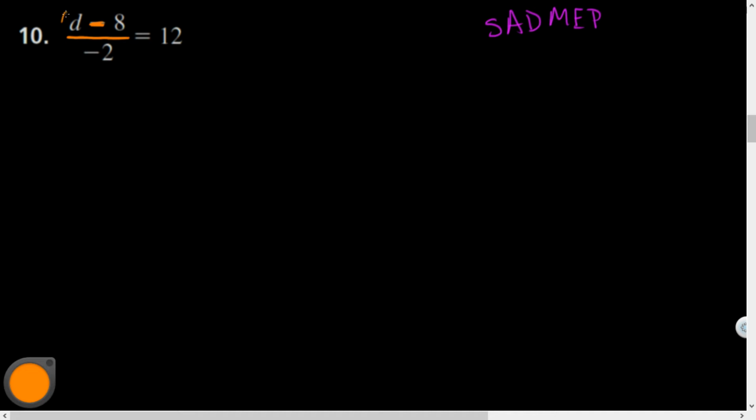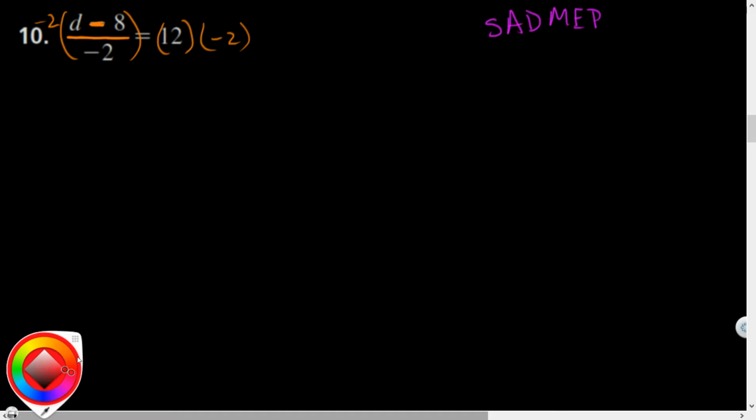I'm going to do that by multiplying both sides by negative 2. If you want to write the 12 times negative 2, make sure you put parentheses around it so it doesn't look like 12 minus 2. We're multiplying both sides by negative 2. And notice in doing so, the 2's cancel out, and those minus signs do as well.